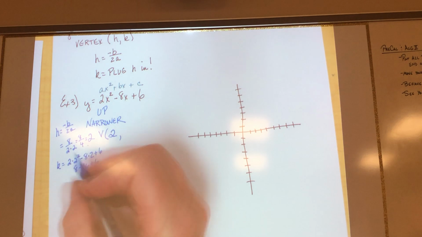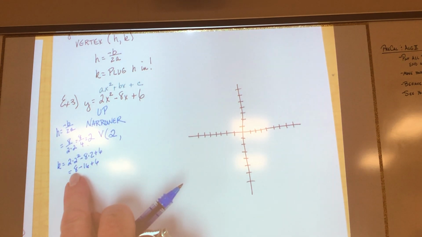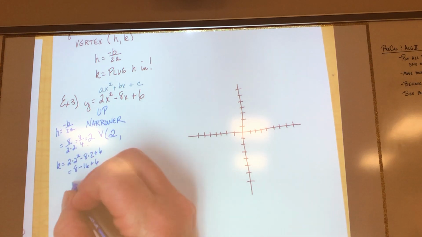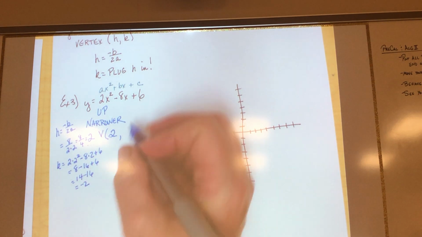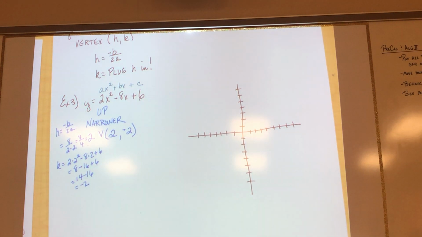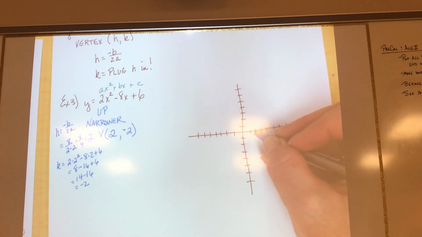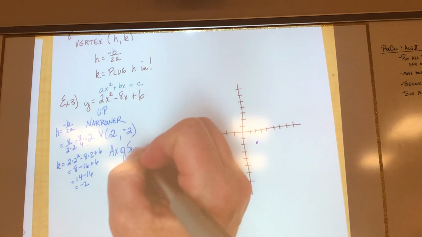I'm not a good subtractor, so I only want to subtract 1 time. So I'm going to add on my positive, so it's 8 and 6, 14. What's 14 minus 16? Negative 2. So my vertex is 2, negative 2. Do I have any questions? No. So to the right 2 and down 2. That's my vertex.